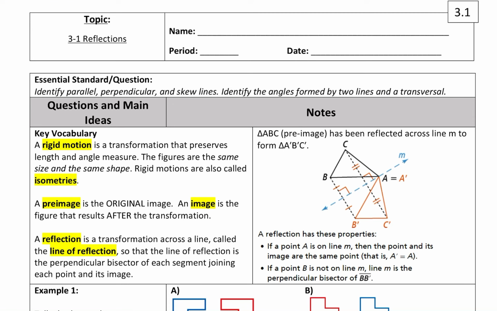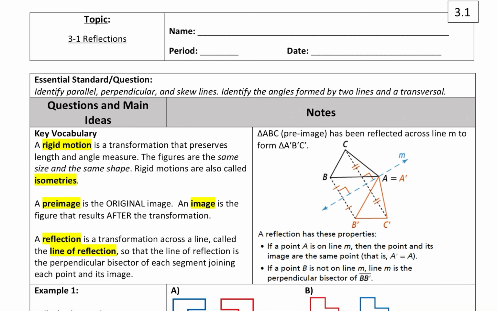If we have transformations that do not change the size or the shape of the figure, those are called rigid motions or isometries. When we do a transformation, we start with an original figure and then we do something to it to get a new figure. The original figure is called your pre-image and the new figure is called your image.